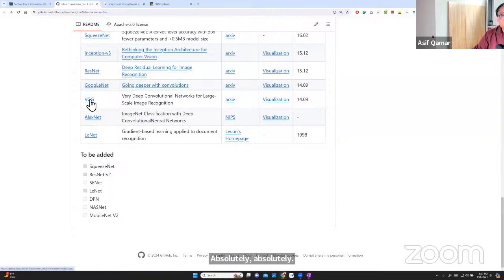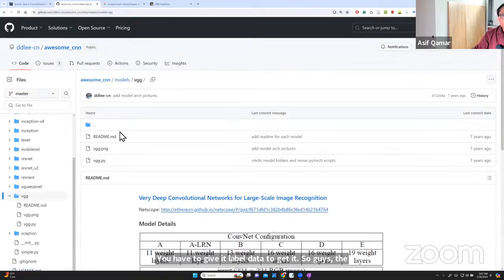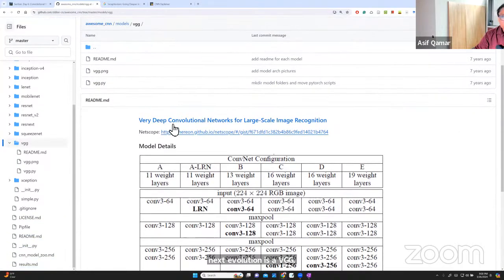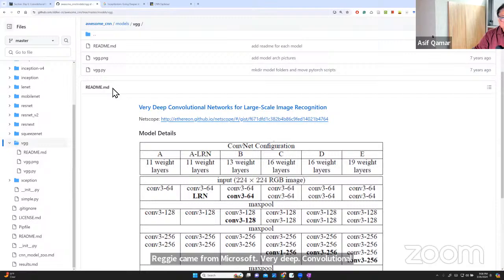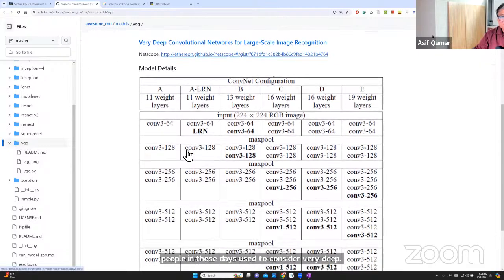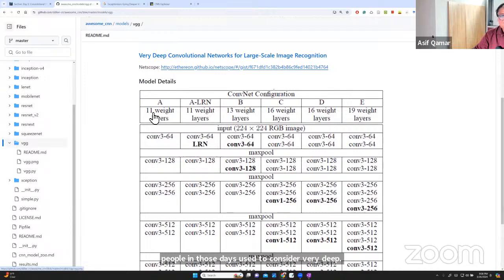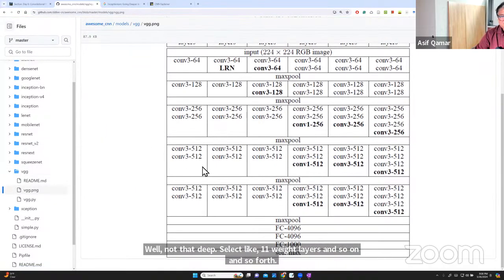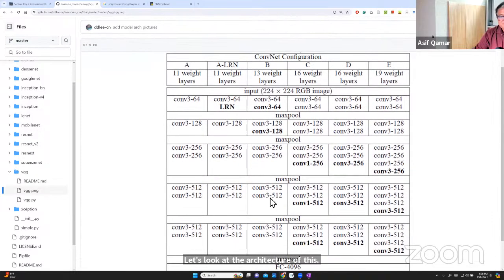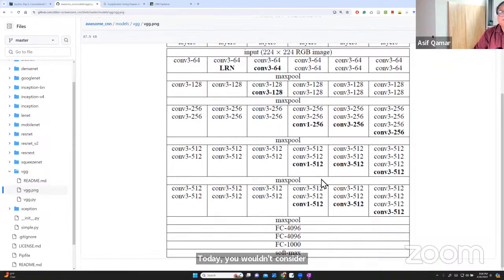So guys, the next evolution is VGGNet. VGGNet came out as a very deep convolutional network for large scale images. Let's see how deep people in those days used to consider very deep. Well, not that deep, like 11 weight layers and so on. Let's look at the architecture of this. Today, you wouldn't consider VGG very deep, right? But it was quite successful.